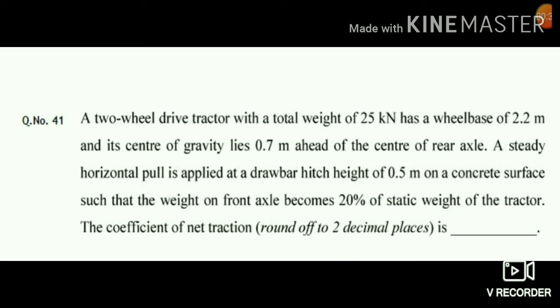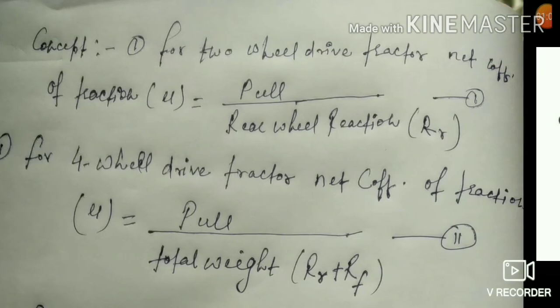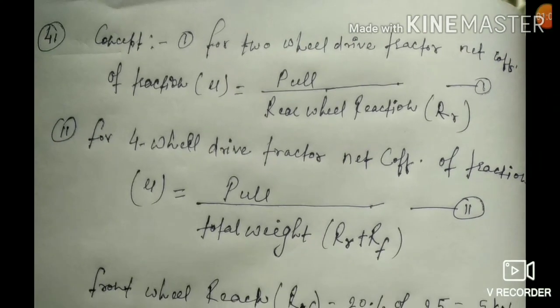So you see here in the question, the total weight of the tractor is 25 kilonewton, the wheelbase is 2.2 meter, the center of gravity lies at 0.7 from the center of the rear axle, and the drawbar hitch is 0.5 meter. And friends, see here, the weight on the front wheel becomes 20% of static weight, and it is asking about the net coefficient of traction.